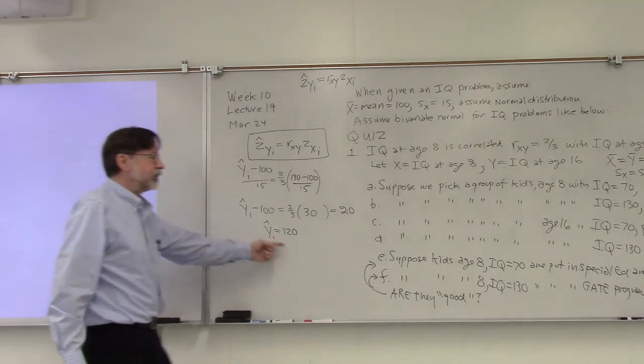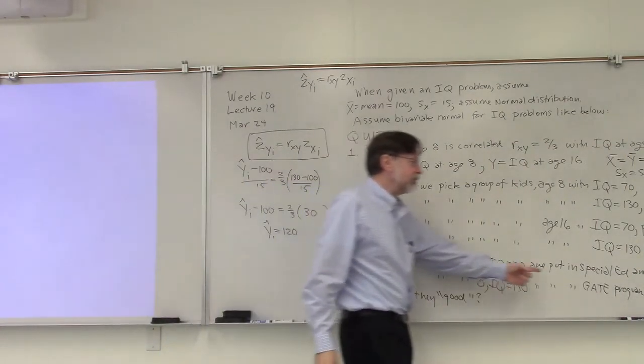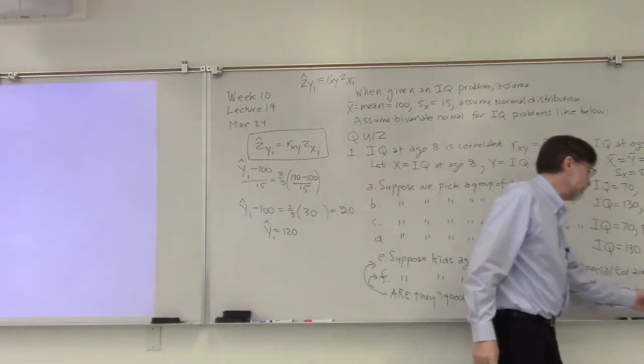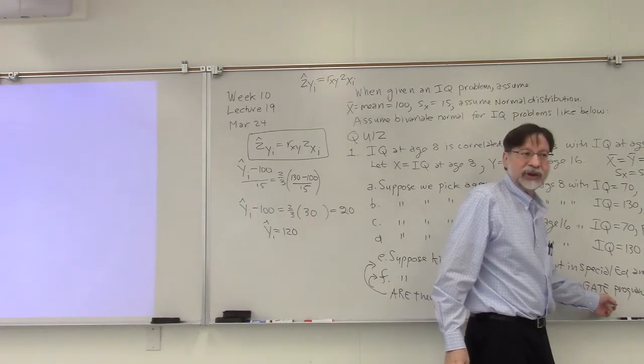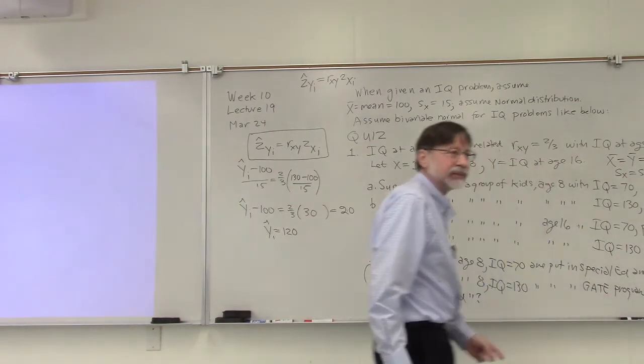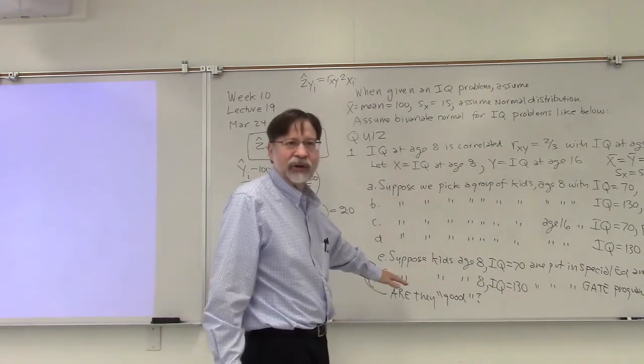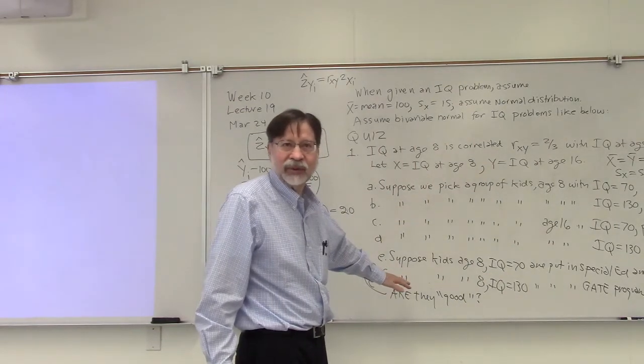How about if the GATE program kids end up with IQs of 125, showing a 5-point decrease? Is that bad? No, that's good. We expected them to go down to 120. Again, we should have had a control group. You want to do this right, you should have a control group.